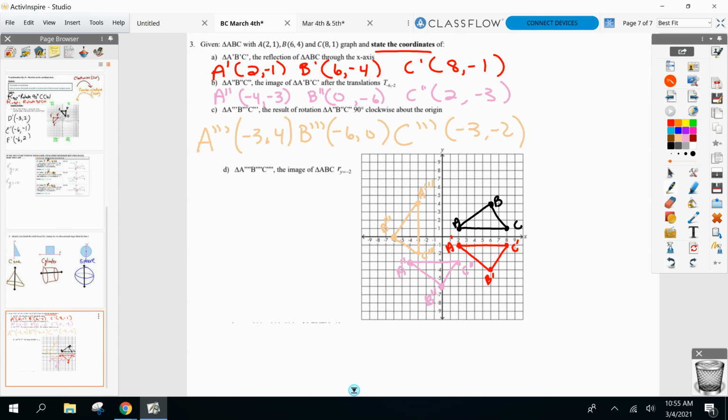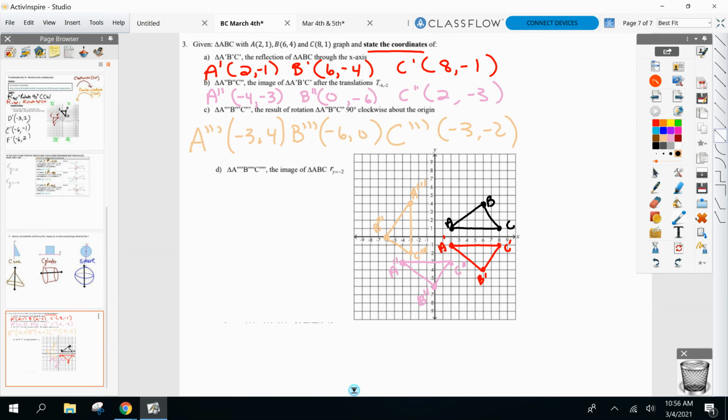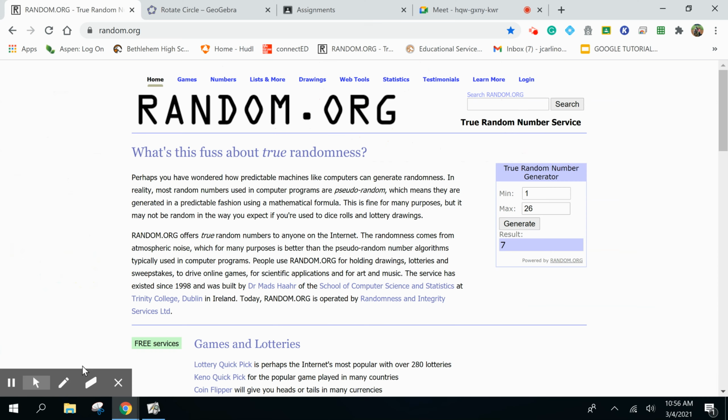The original one, aren't I? Triangle ABC, reflect it through the line y equals -2. So you've got to go back to the original triangle and reflect it, not the triple prime one. Before I do that, what the heck is y equals -2? Don't tell me it's a straight line. They're all straight. Get out of here.